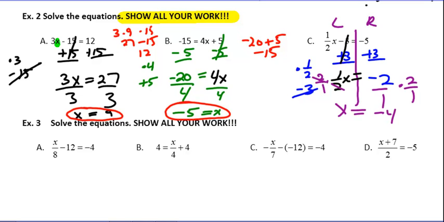Alright? Once again, I'm going to check my work. Half of 4 is 2. Don't forget it's negative. Minus 3 is negative 5. Negative 5 equals negative 5. I know I am right.